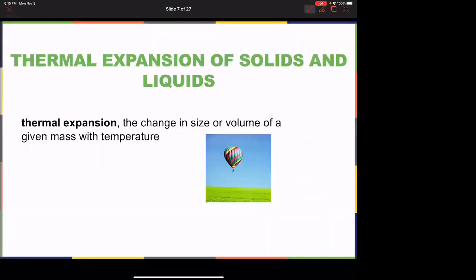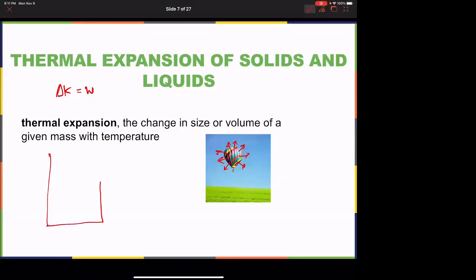When things heat up, the temperature goes up, and when the temperature goes up, the thermal or kinetic energy goes up, because remember, temperature is the average kinetic energy. And remember, when you have more kinetic energy, you can do more work. So inside this hot air balloon, all these atoms are pushing outward. They're doing more work, and that's what causes the balloon to expand. So thermal expansion is the change in size or volume of a given mass with temperature.